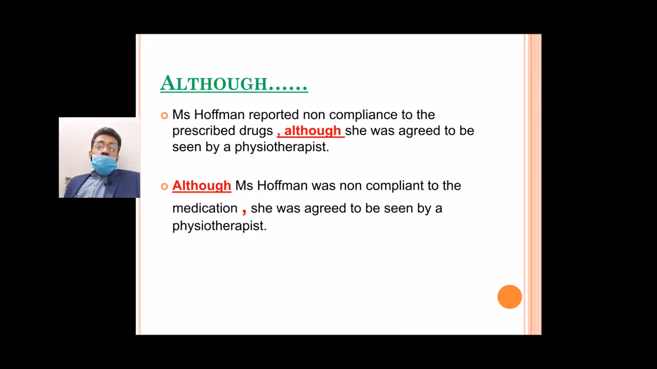If you want to use "although" at the start, then you will use it in this way: Although Mrs. Hoffman was non-compliant to the medication, she agreed to be seen by a physiotherapist. So guys, this is how we can use "although" in our OET letter writing.